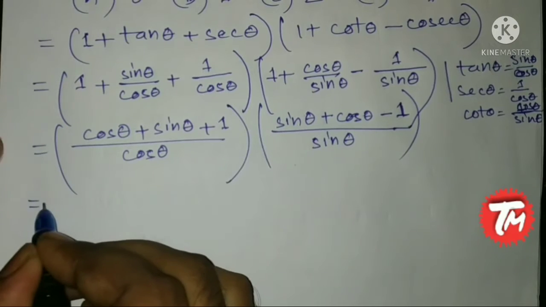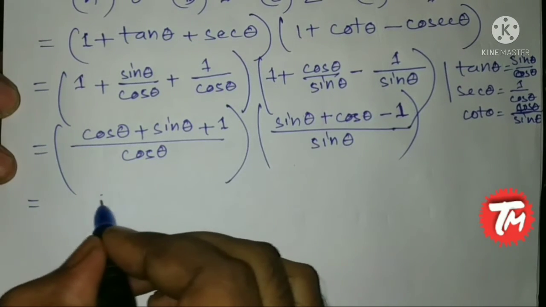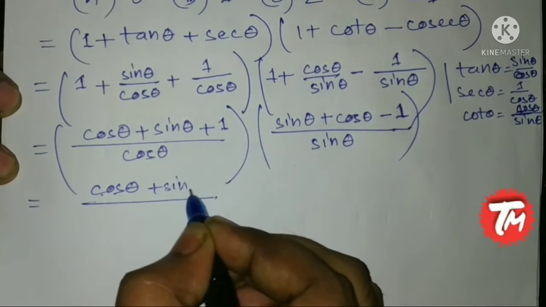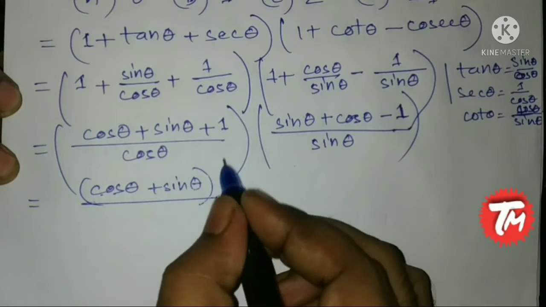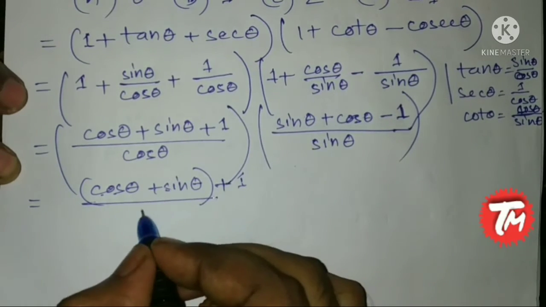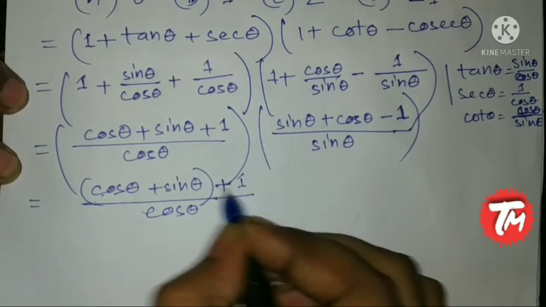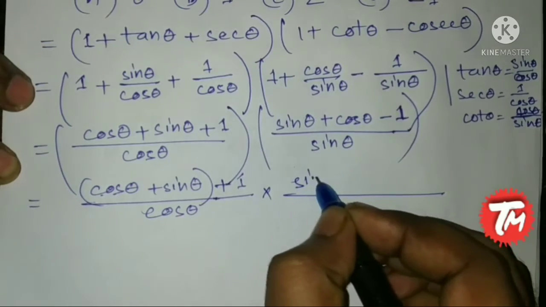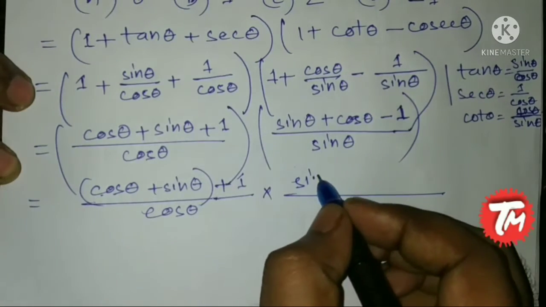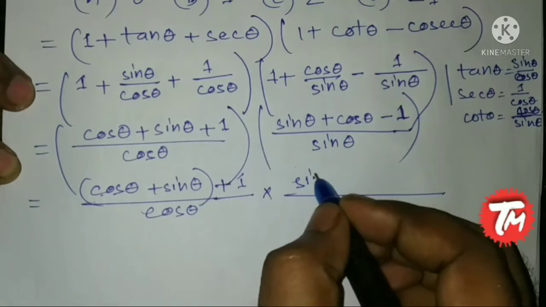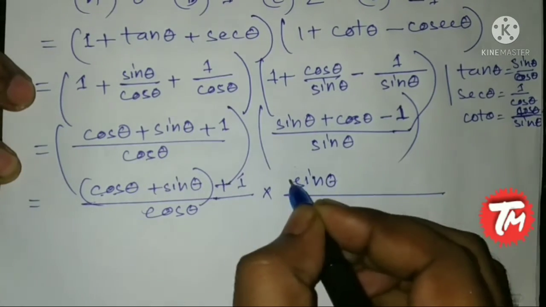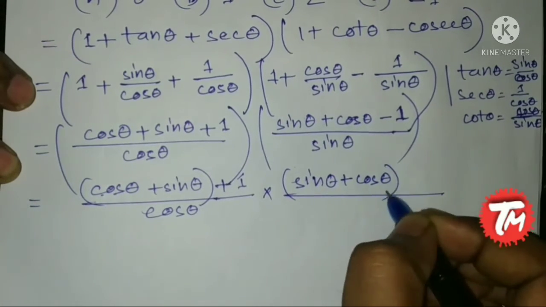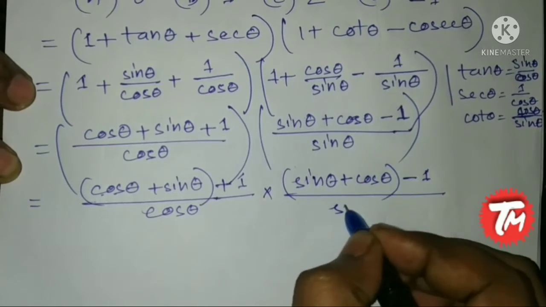So now what we can write here, that is cos theta plus sin theta within bracket you can write plus 1, divided by cos theta, into sin theta plus cos theta minus 1 you can write, divided by sin theta.